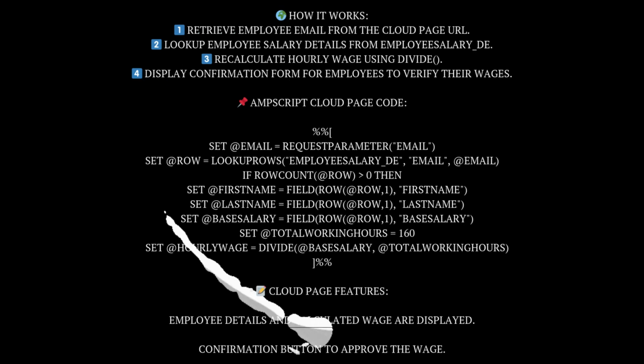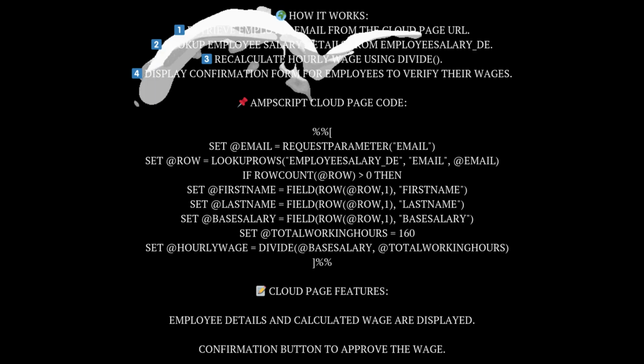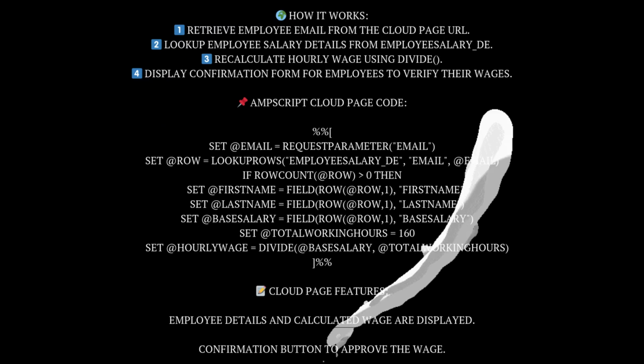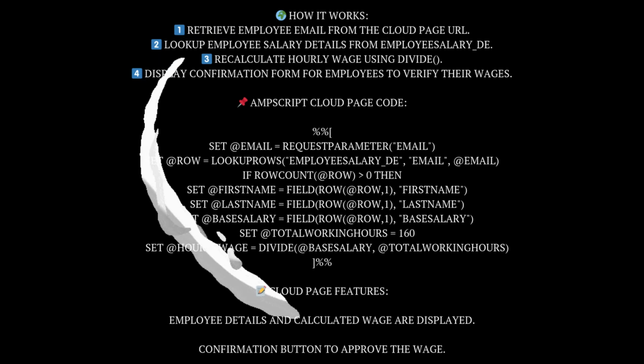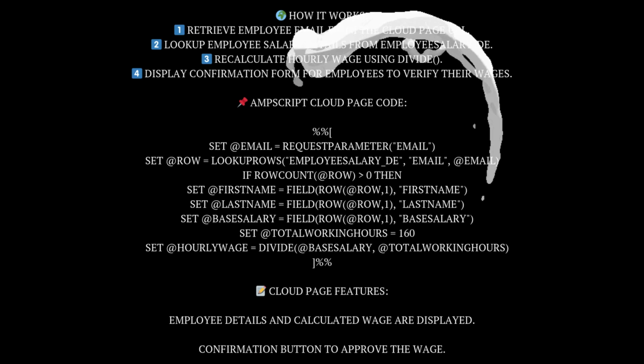First, we are going to the cloud page to see how it works. First, we retrieve the employee email from the cloud page URL. Second, we look up employee salary details from the employee salary data extension. Third, we calculate the hourly wages using the divide function and display a confirmation for employees to verify their wages.